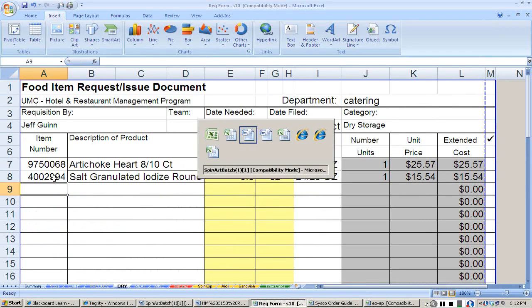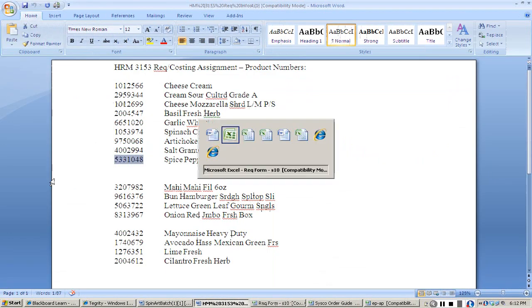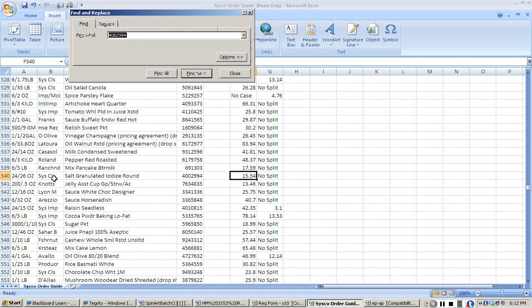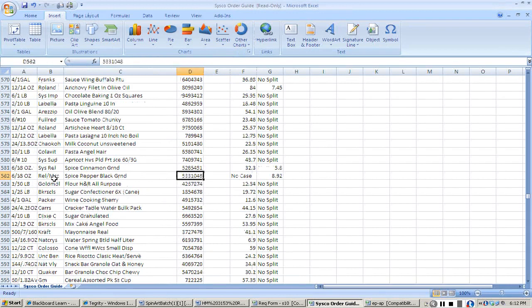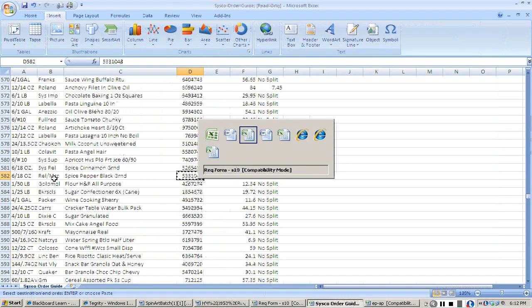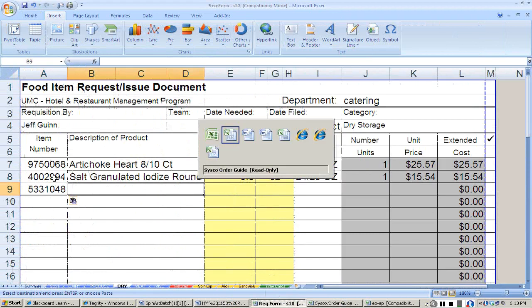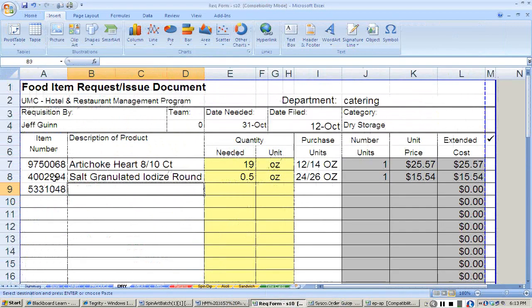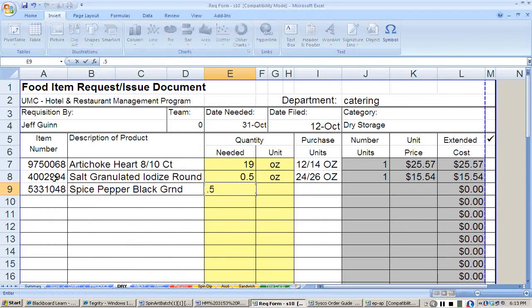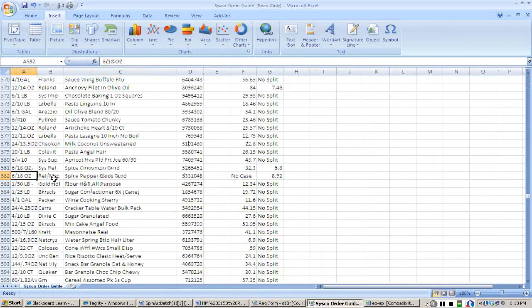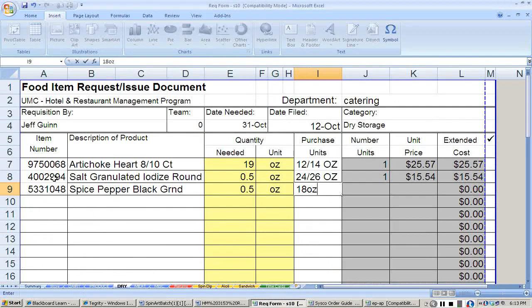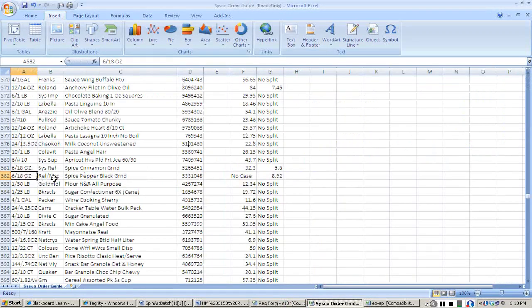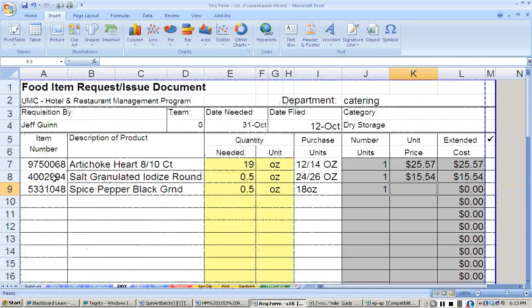Next up is pepper. Copy, go into my order guide. It's pepper, so it is a dry good also. To taste again, so I'll say 0.5 ounces. This one's a little tricky because it only comes in a split case. So it comes as 18 ounce. I'm going to buy one, and it is $8.92.